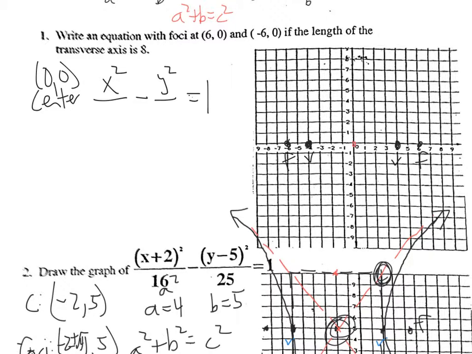So now let's think about this. A is the distance from center to vertex point. So a, in this case, would be 4, which means a squared is 16. That's what goes under the x squared. Now, I don't know what b is. I don't know what b squared is. But I do know what the c value is. The c value is from center to focal point. The c value is 6. So if a is 4 and c is 6, we can find b squared. That's what we're looking for.